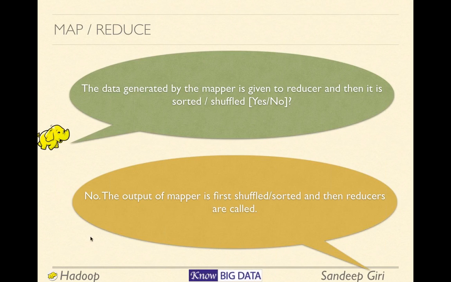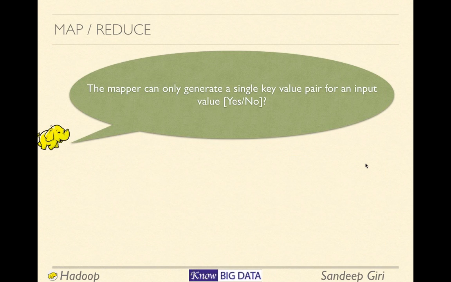The output of the mapper is first shuffled and sorted, and then the reducers are called, or the data is handed over to them. Next question: the mapper can generate a single key-value pair for an input value. How true is this?